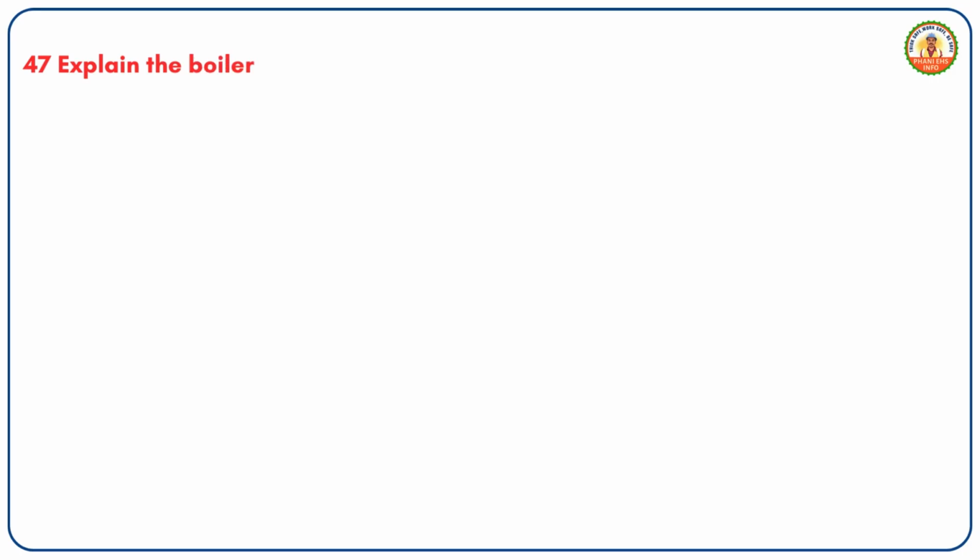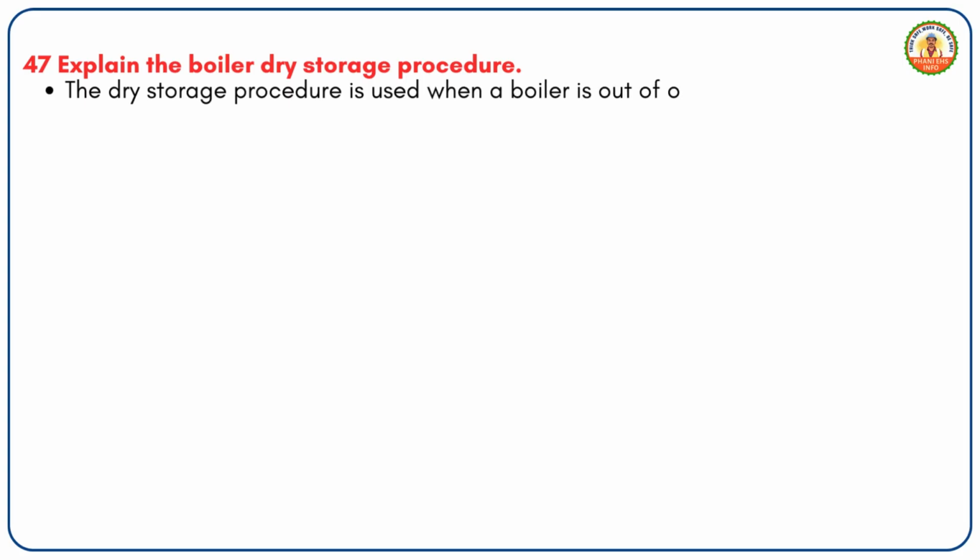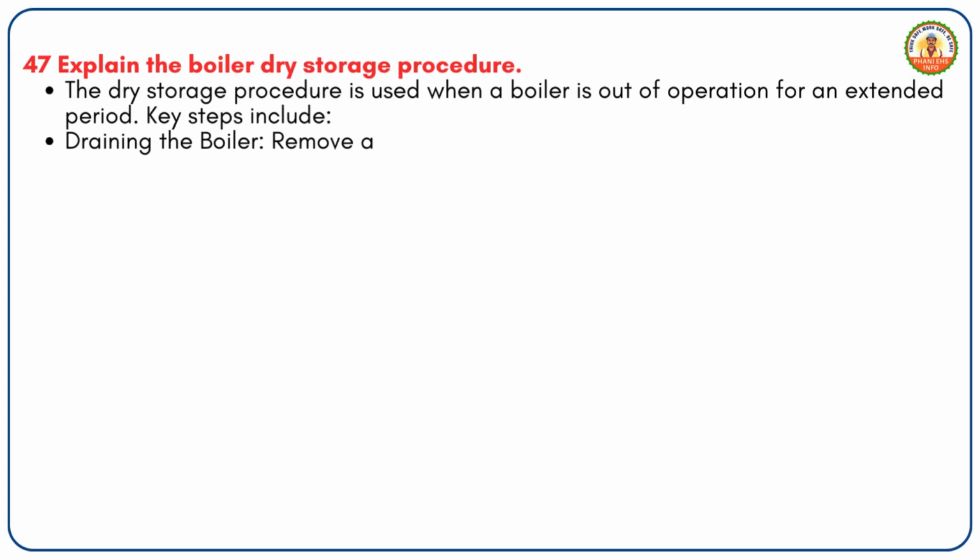47. Explain the boiler dry storage procedure. The dry storage procedure is used when a boiler is out of operation for an extended period. Key steps include: draining the boiler, removing all water from the system.